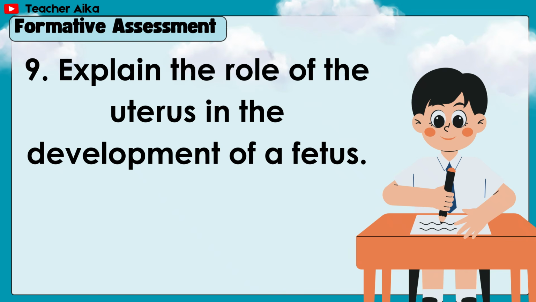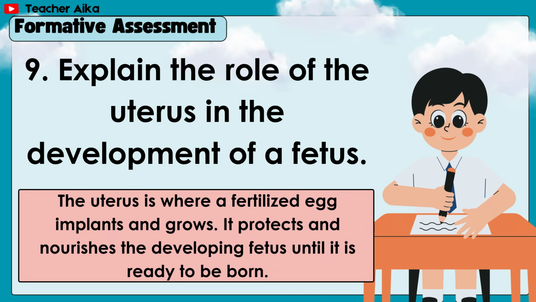Number 9, explain the role of the uterus in the development of a fetus. Answer: the uterus is where a fertilized egg implants and grows. It protects and nourishes the developing fetus until it is ready to be born.